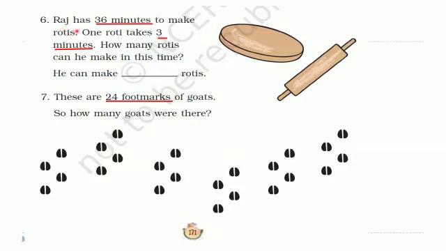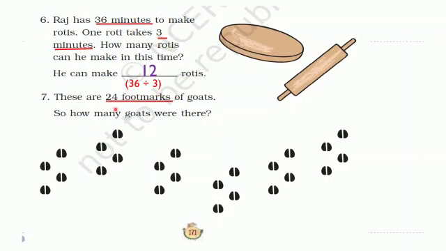Sixth one, Raj has 36 minutes to make rotis. One roti takes 3 minutes. How many rotis can he make in this time? So total time is 36 minutes and one roti takes 3 minutes. So we have to find how many rotis. So what we have to do? 36 divided by 3. So what will we get? Yes, 3 twelves is 36. So he can make 12 rotis in 36 minutes.